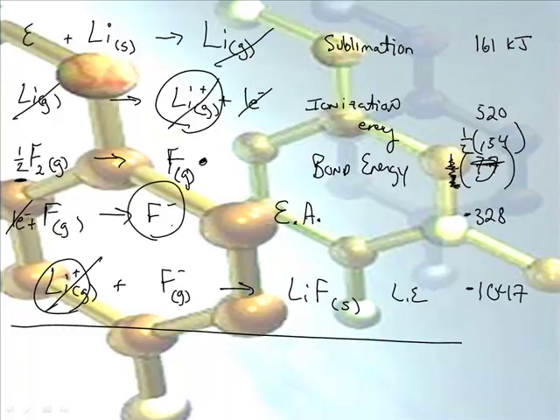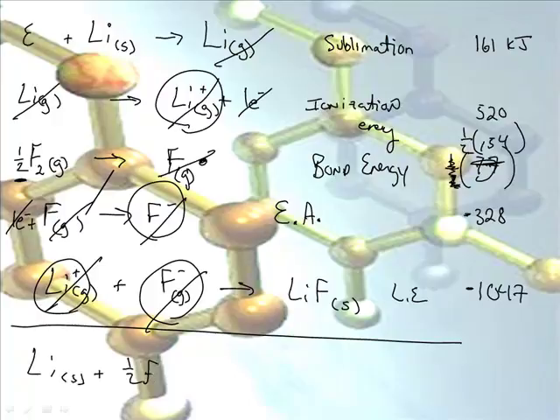F minuses here, right below, on opposite sides. And the F gas goes away with the other F gas. So what are you left with? You're left with Li solid plus 1/2 F2 gas makes LiF solid. So that's the overall reaction of taking solid lithium and gaseous fluorine and making lithium fluoride. And if you add all these numbers up, you get negative 617 kilojoules per mole.